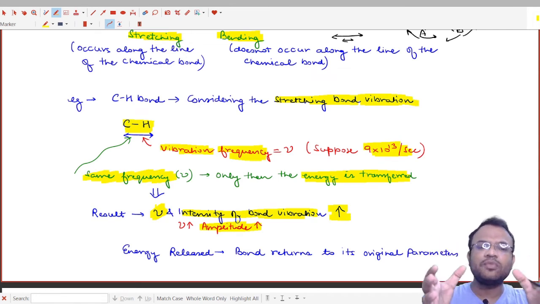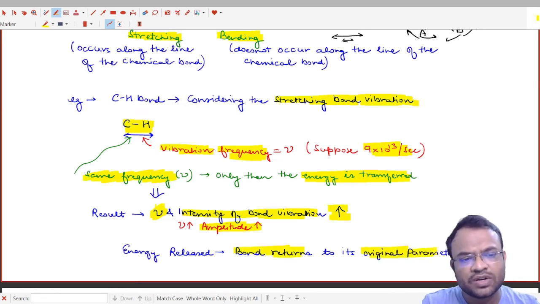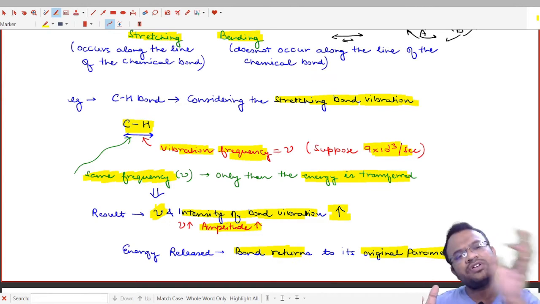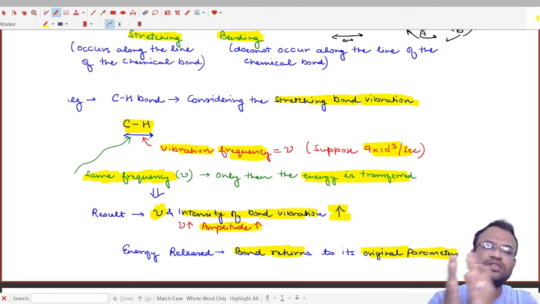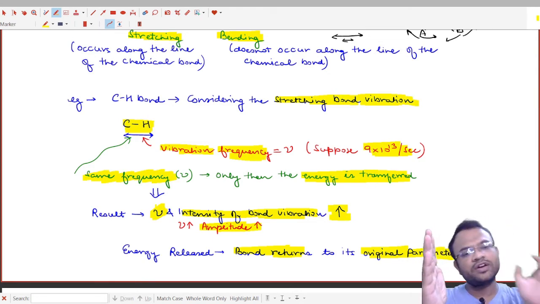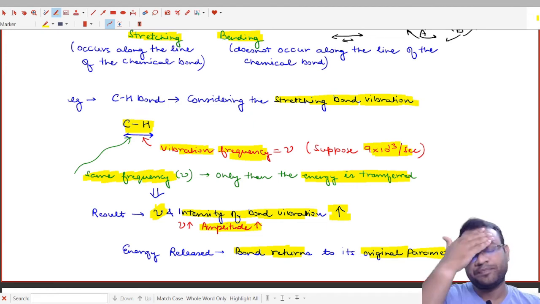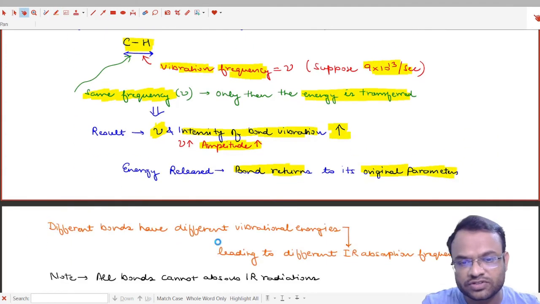Okay. When the molecule releases this energy, the bond returns to its original parameters. That means whatever parameters or whatever frequency with which it was vibrating, it returns to the original frequency. Remember that after the infrared radiation falling on this molecule, the frequency had increased, but now it will return back to the normal because the energy has been liberated. Okay. I believe you would have understood this much. Let us move forward to the next topic.